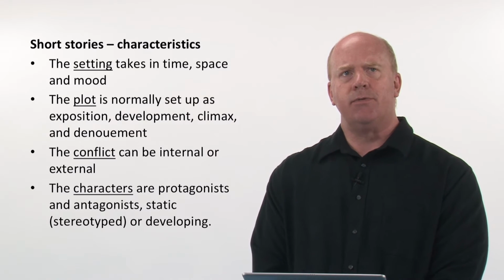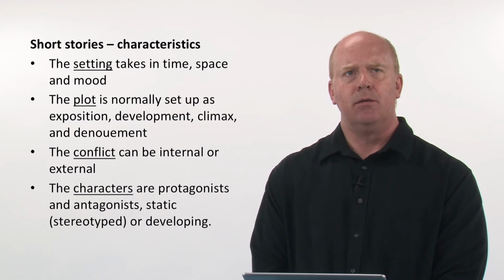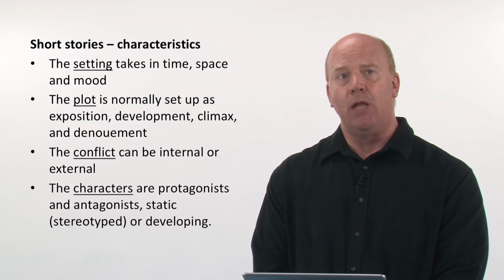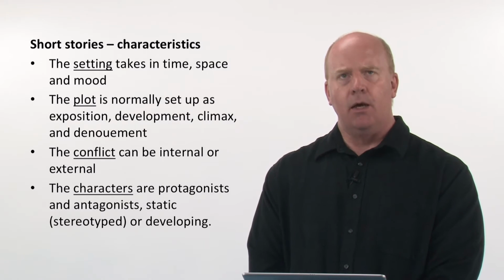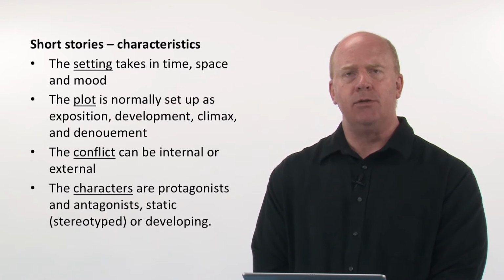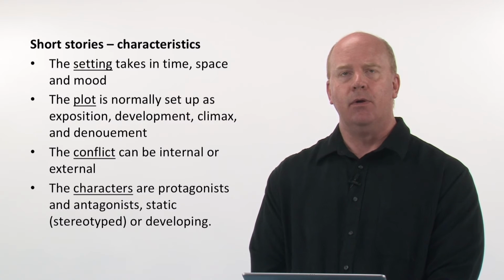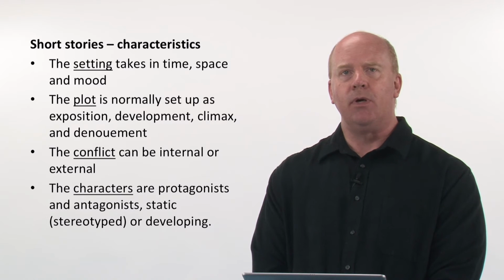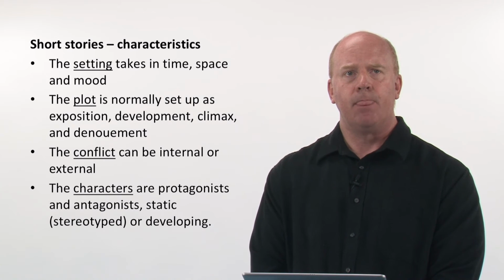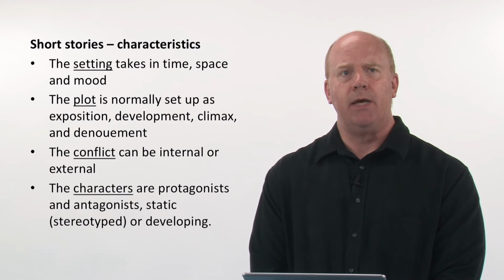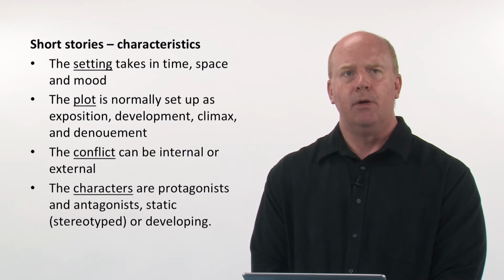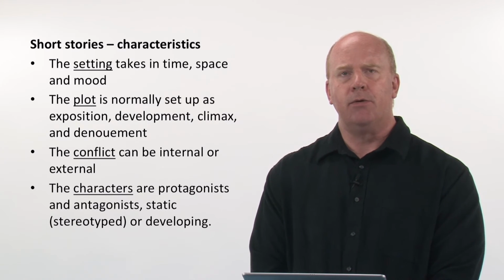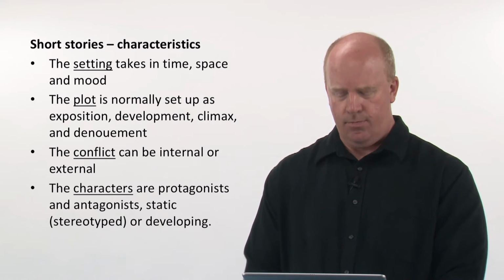So for the characteristics of a short story, we've got the setting, things we've talked about before. We've got the plot. We've got a conflict also. There can be an internal or external conflict, something going on maybe in the character's head or something going on in the character's surrounding circumstances. The characters are also going to be protagonists and antagonists. There might be static characters or other ones that develop.